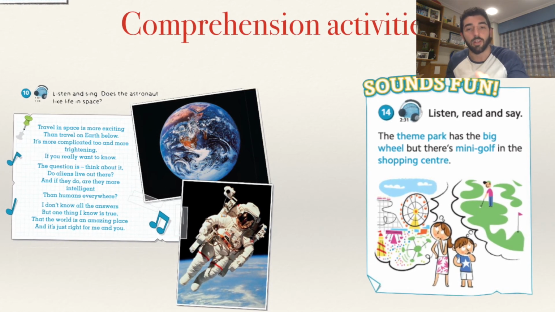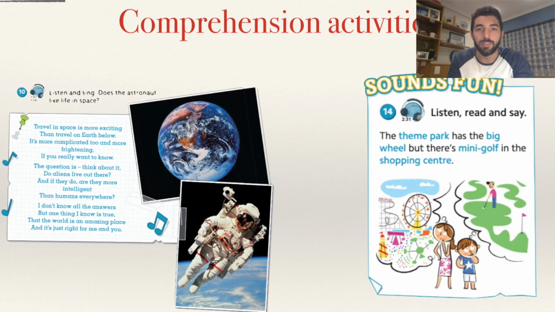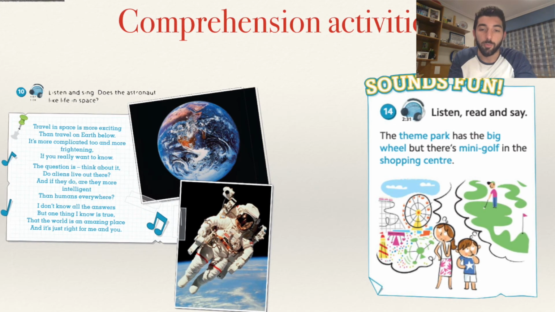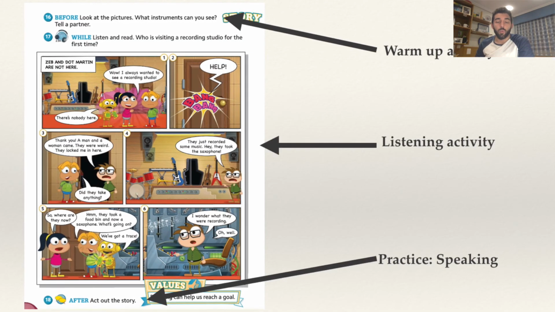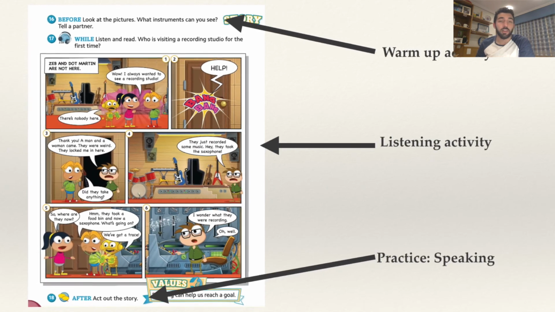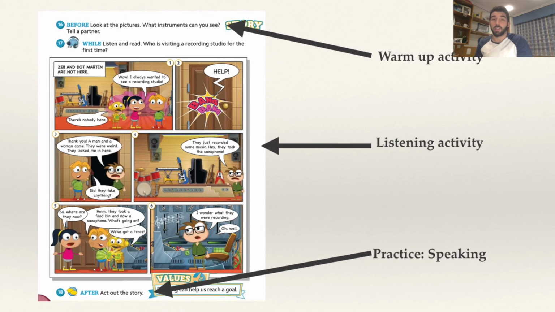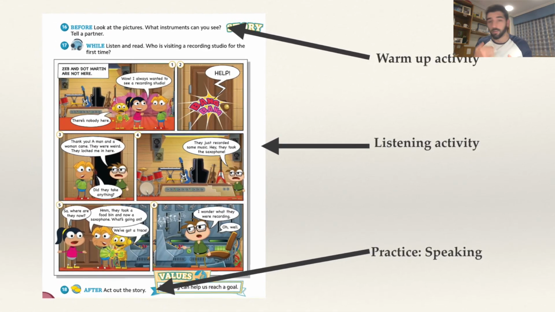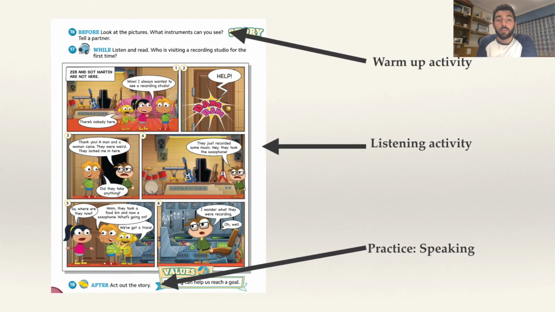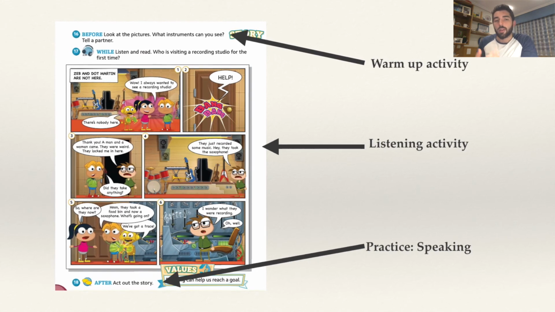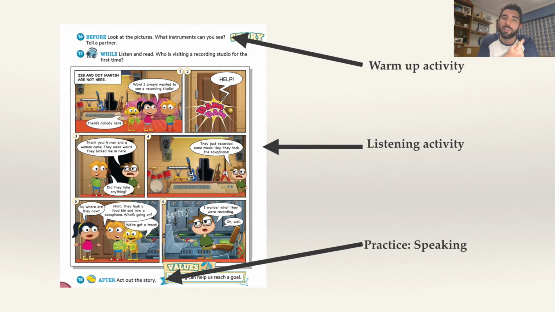It happens the same with the sounds fun, where they can try to pronounce properly the sounds underlined in blue. This is a good example of an activity where they have to practice both listening and speaking. Here they have a warm-up activity where they have to interact through speaking and listening with their partners, and listening to the story. They learn lexicon as well, and then they have to speak about it, practicing what they have listened to.